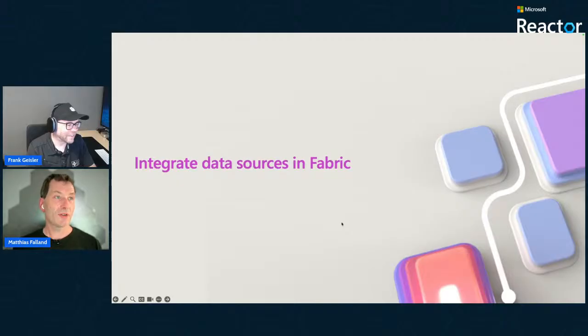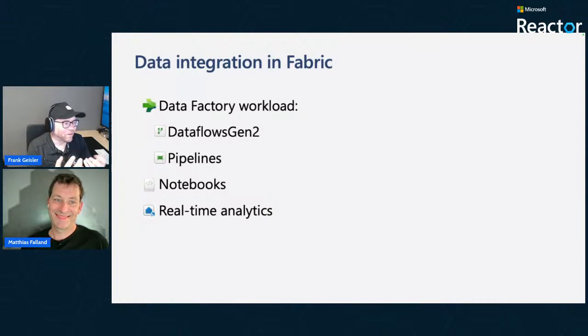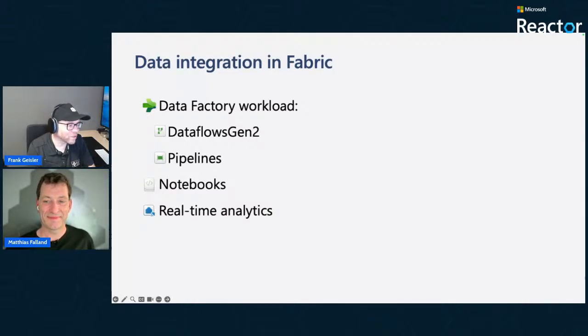So, okay. Integrate data sources in Fabric. Yes. So let's see what we have here. First of all, we already talked about the data factory workload, and the data factory workload consists of four different things: Dataflows Gen 2, pipelines, notebooks, and real-time analytics. And I think Dataflows Gen 2, pipelines, notebooks, we already spoke much about this, right? Do you have something you would like to add here, or do you think we covered all of this?